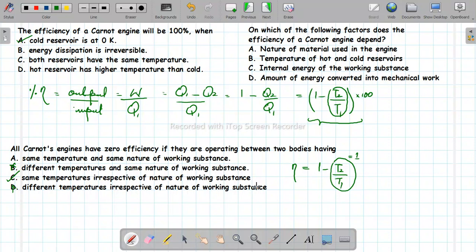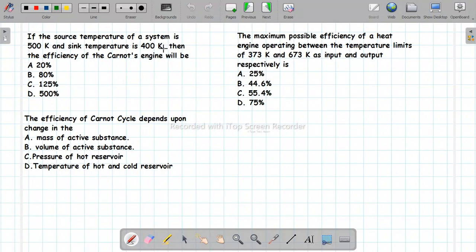So in order for the engine to be non-zero efficient, there has to be a difference between the cold and hot reservoir. If the source temperature of a system is 500 Kelvin and sink temperature is 400 Kelvin, then the efficiency of the engine will be, in terms of percent, let's just write percent efficiency: 1 minus T2 over T1 times 100. I just mentioned that this T2 is the temperature of the cold reservoir, which we also call the sink, and this T1 is the temperature of the hot reservoir, which we also call the source of heat, right? So here they haven't provided values in terms of cold and hot reservoir but mentioned source and sink, no problem.